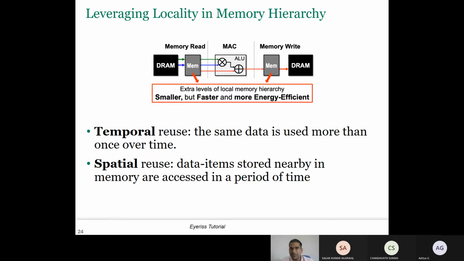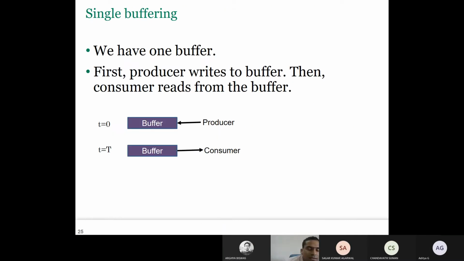We discussed how to leverage locality in the memory hierarchy. Many of the techniques we'll discuss will use double buffering. So let us explain what double buffering is. First, let us understand single buffering. Single buffering just means we have a single buffer. The buffer means temporary storage.